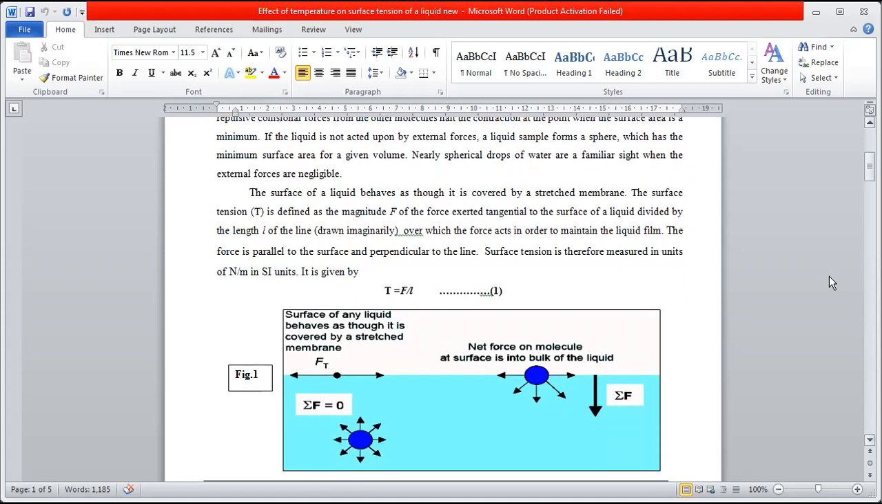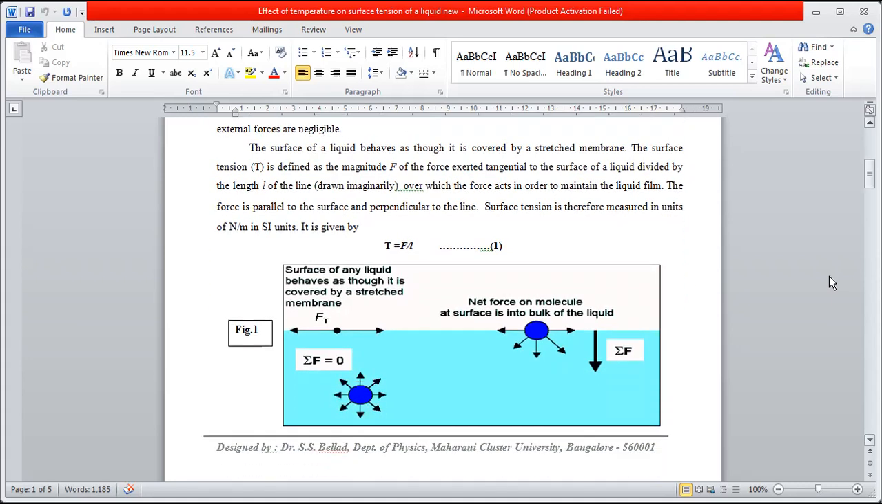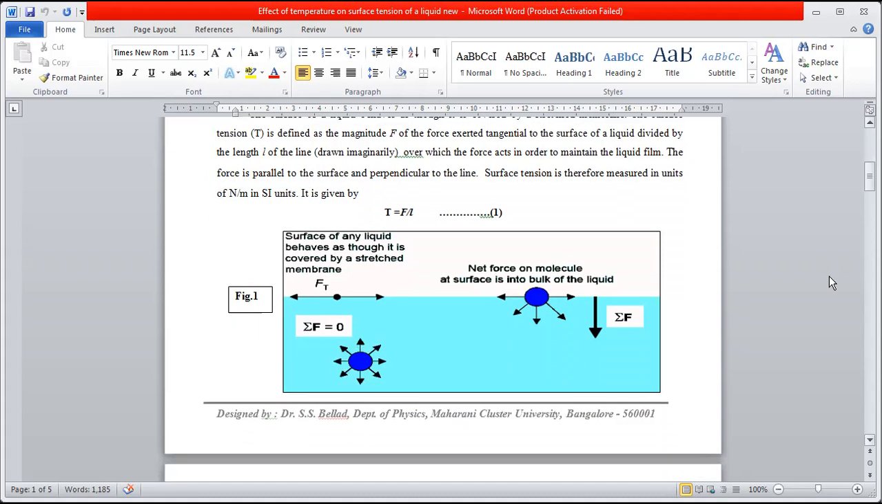This diagram explains the phenomenon of surface tension. You can see here, this is a molecule well within the liquid. This is the top surface of the liquid, but this molecule is well inside. So this molecule is attracted by all the surrounding molecules equally in all directions. Hence, the net force acting on this molecule is zero.